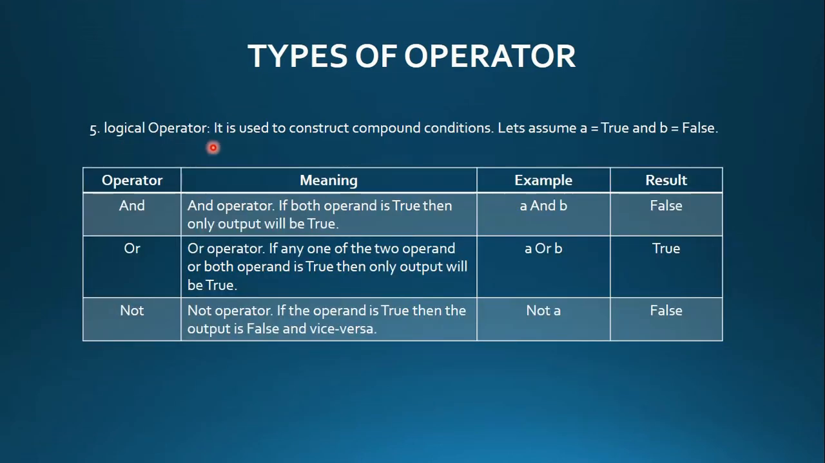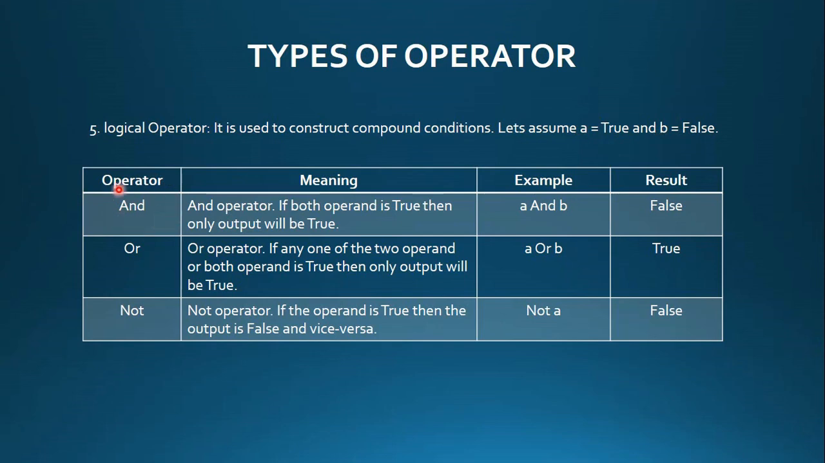Last one is logical operator. It is used to construct compound conditions. Relational operator is used to construct simple conditions, and using logical operator you can construct compound conditions. Let's suppose I have created a variable A and assigned true to it, and I have created another variable B and assigned false to it. Let's see.